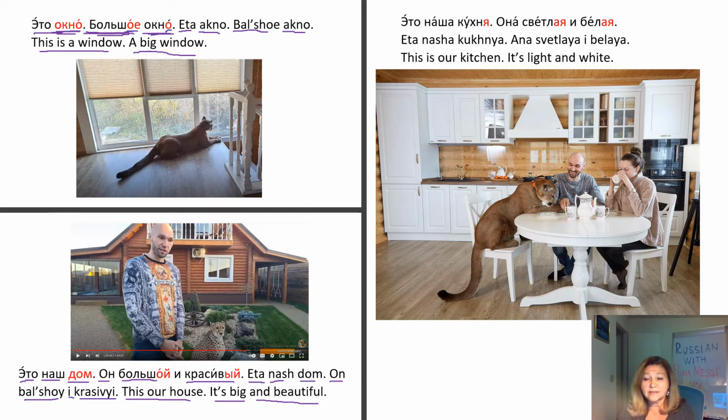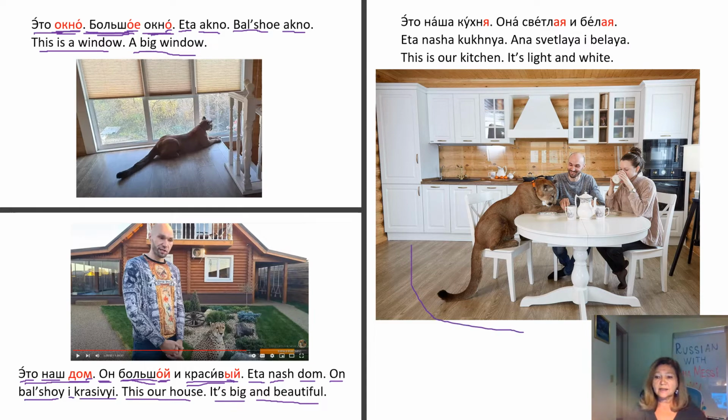So, let's take a look. Here's our noun. Дом. And it's again classical gender masculine. Here's our consonant M. And here's now the adjective. Большой. And here we have an ending, ой. Большой. Красивый, also the ending for the masculine in this adjective. Он большой и красивый. Это наш дом.